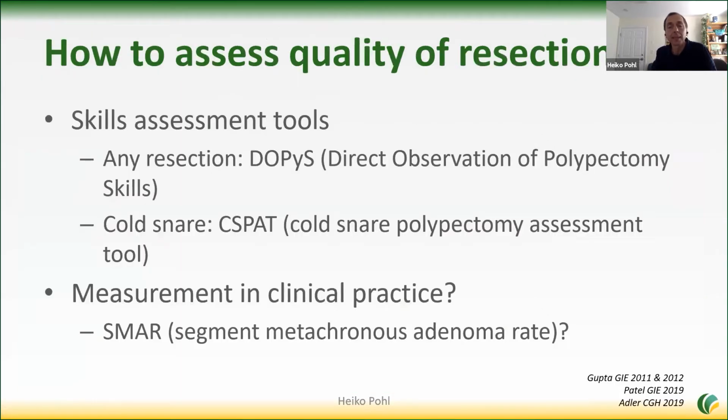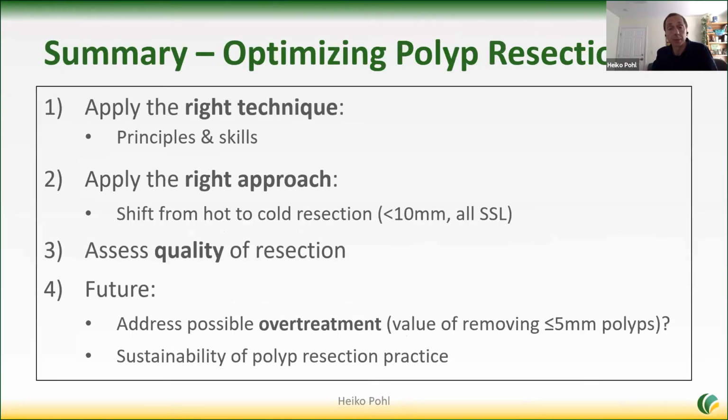So it's important that we start thinking about how to assess completeness of resection. There are some skills assessment tools. They're not as practical, just because there are 12 or 33 metrics that you have to check off. And the other thing is, what do we do in clinical practice? Now, there's some idea about segmental metachronous adenoma rate. So what you find in the future in the segment might be reflective of what you had in the past, how you resected in the past.